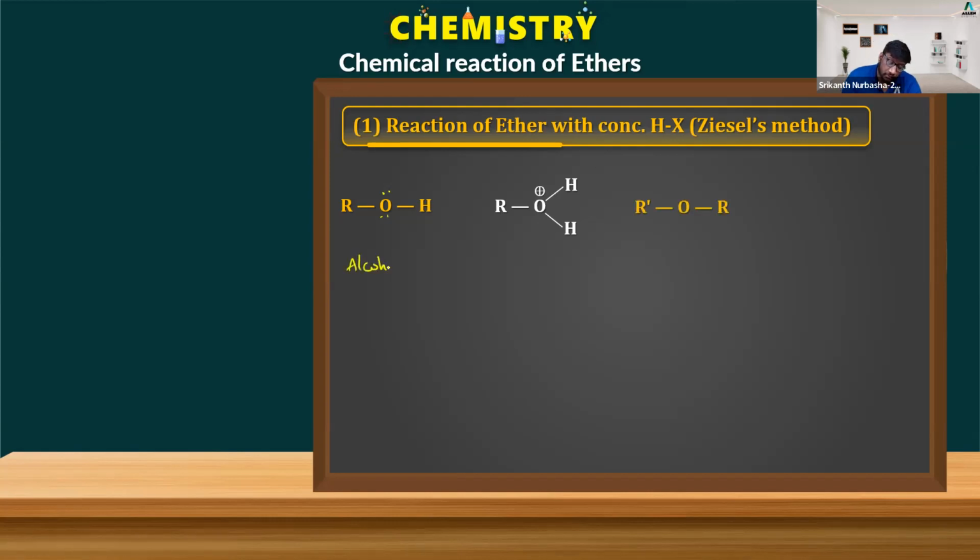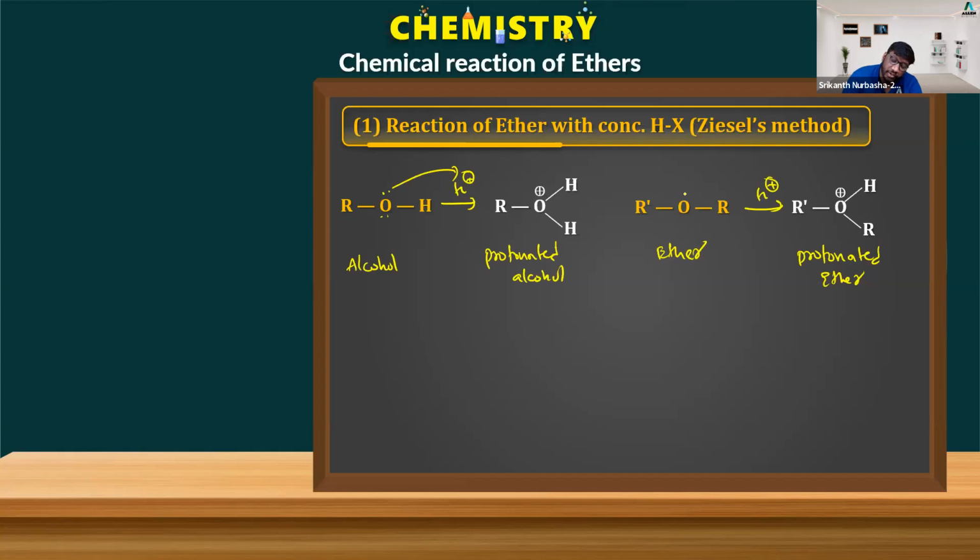Alcohol forms protonated alcohol upon treatment with H plus, because the lone pair of electrons on oxygen attacks H plus. Ether will form protonated ether in the same way: the lone pair of electrons present on oxygen attacks H plus. So you get R, O, with oxygen having only one lone pair, an OR and an OH bond, with the positive charge on oxygen.